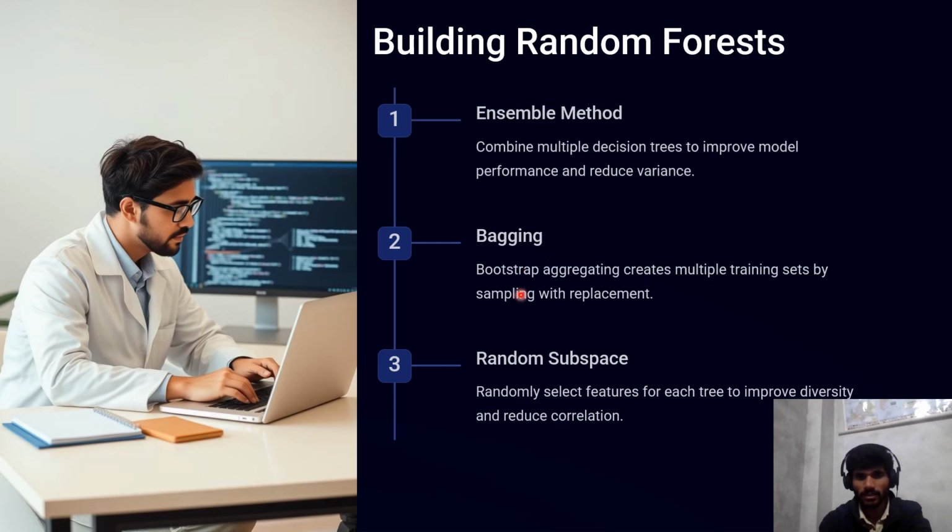Second is bagging. In this, bootstrap aggregating creates multiple training sets by sampling with replacement. Third is random subspace. In this, randomly select features for each tree to improve diversity and reduce correlation.